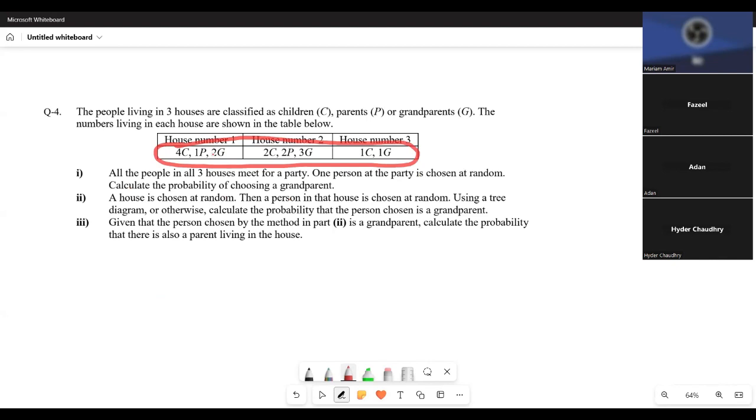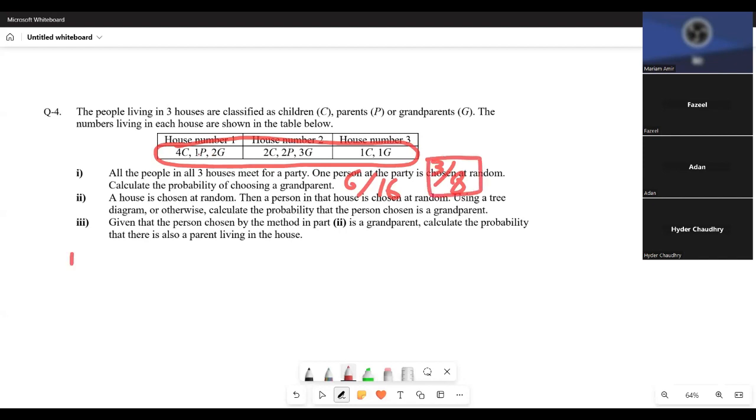So how many grandparents do we have in the party? 2, 3, 1, which is 6. So 6 upon how many total people do we have in the three houses? 4, 5, 6, 7, 8, 9, 10, 11, 12, 13, 14, 15, 16. So 6 upon 16 should be the answer. इसको हम round off कर लेंगे 3 upon 8. सही है, correct.